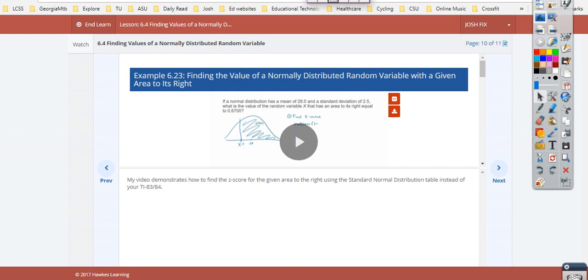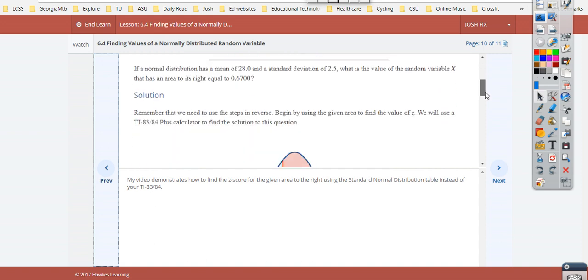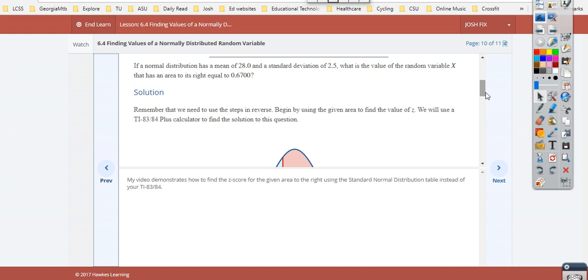Alright, in example 6.23, once again, Hawks has a great video. You jump into this video and she goes through this great explanation. She gives you this picture here, showing you that if you have a mean of 28 and a standard deviation of 2.5, and you're given that the area to the right is 0.67, she gives this great picture.